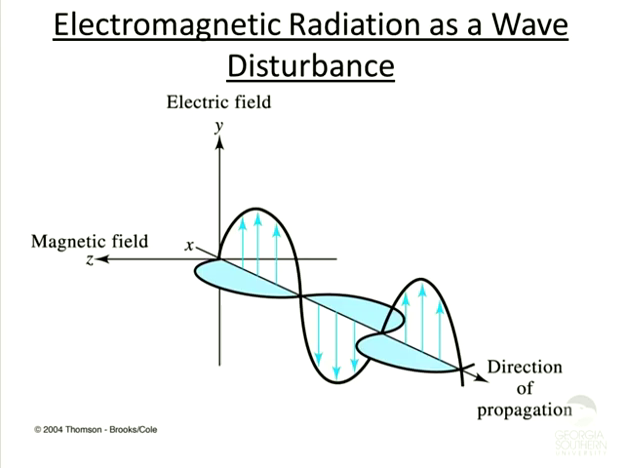There's an electric field that goes up and down, and there's a magnetic field that goes up and down as well. And they're actually at right angles to one another. Fancy physics word would be orthogonal, that they're completely different. They're right angles to one another. They oscillate independently.